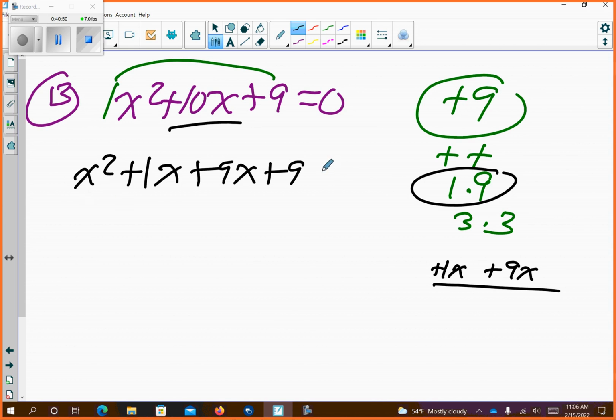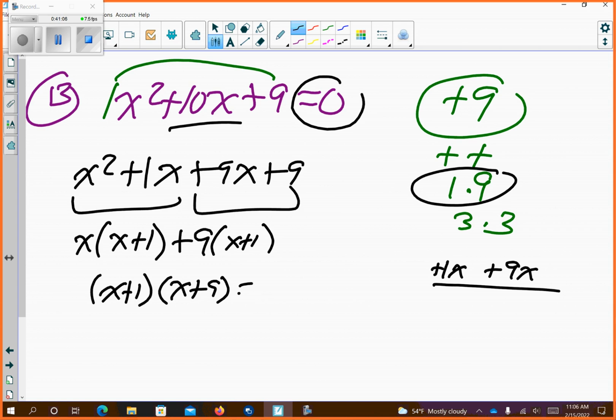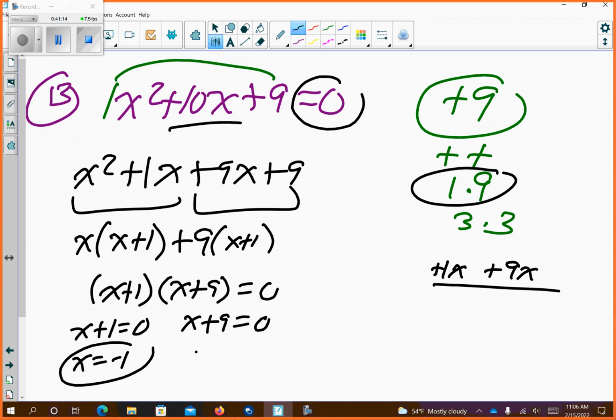These are solving, so we're equal to 0, okay? So I'm going to factor like normal. Factor out a positive 9, x plus 1. So it factors just like normal. But then, because it was equal to 0, we're going to set those equal to 0. So I get x plus 1 equals 0. Subtract 1 from both sides, so I get negative 1 is one answer. x plus 9 equals 0. Subtract 9 from both sides.